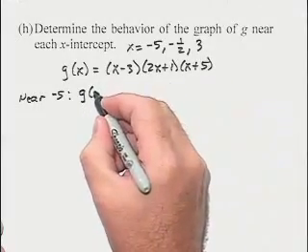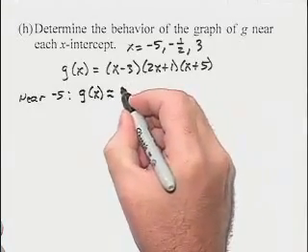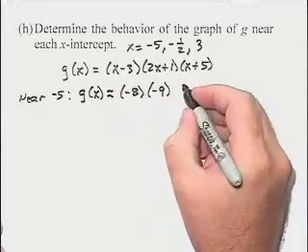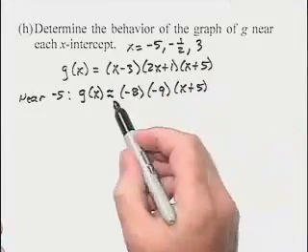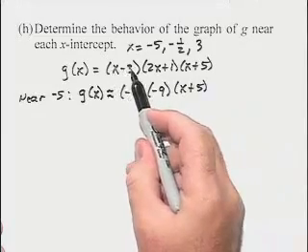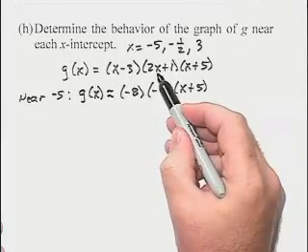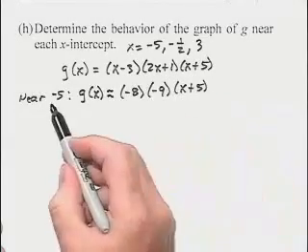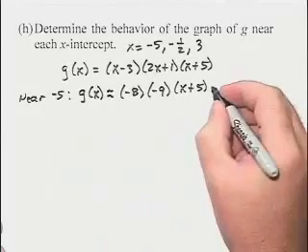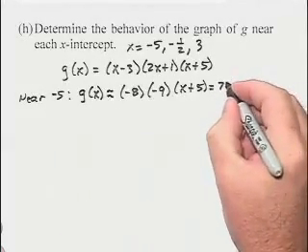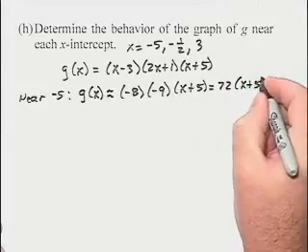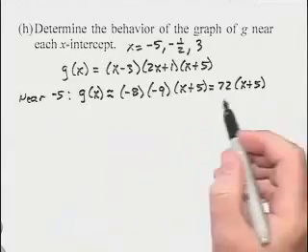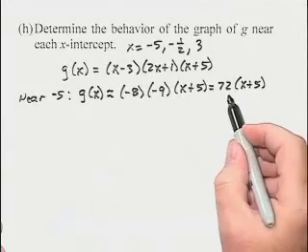So near -5, g of x is approximately -8 times -9 times (x plus 5). So if we put in -5 for x, -5 minus 3 is -8. 2 times -5 is -10, plus 1 gives us the -9. Again, we're not using the x plus 5 factor because we're looking at what happens near -5. This is equal to 72 times (x plus 5). So near -5, the graph of g will look like a line with slope 72.